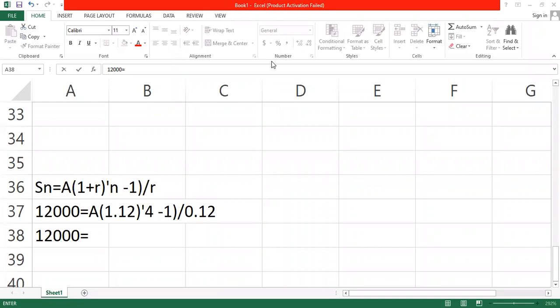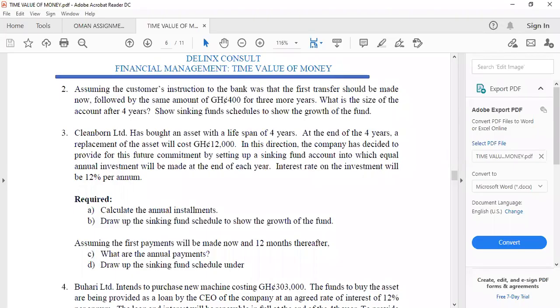We are using the same formula, the future value of ordinary annuity. Do you have the question with you? Yes. Okay. In this question, the company has decided to provide for this future commitment by setting up a sinking fund into which equal annual investment will be made at the end of each year. So this is an ordinary annuity. It's the same as the future value of the ordinary annuity, but for the future value, we don't put the FV over there. We put Sn, which is the sinking fund.